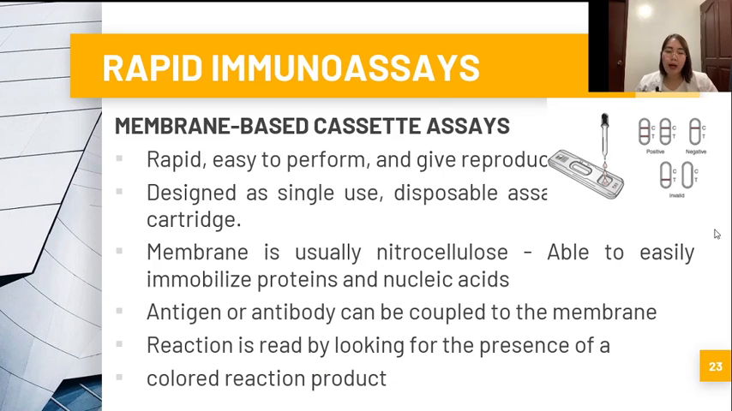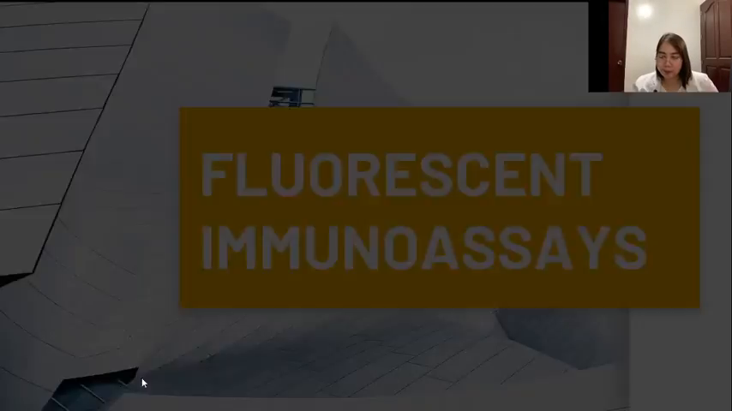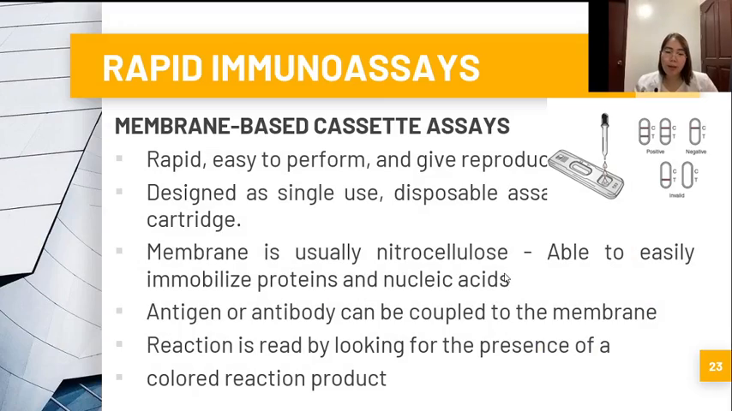Okay, so some test devices require the separate addition of a patient sample, wash reagents, labeled antigens, antibody, and substrate. So this is an example of a membrane cassette or membrane-based cassette assay. So depending upon the test, either antigen or antibody can be tagged with the label, and it could detect either antigen or antibody depending on the test and reagents.